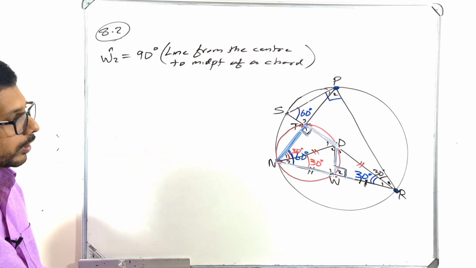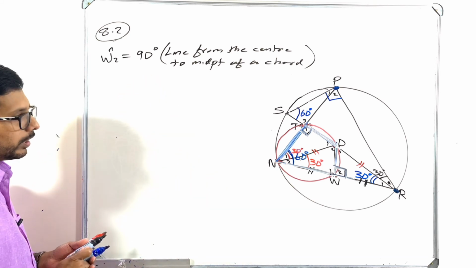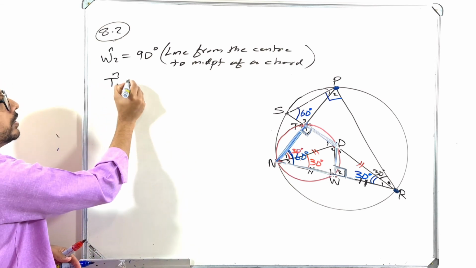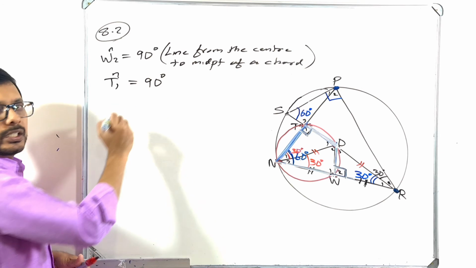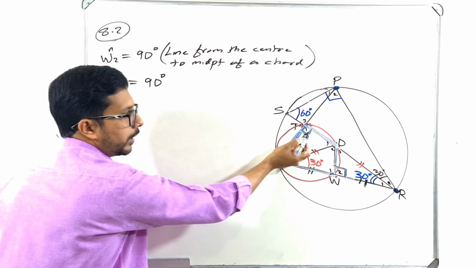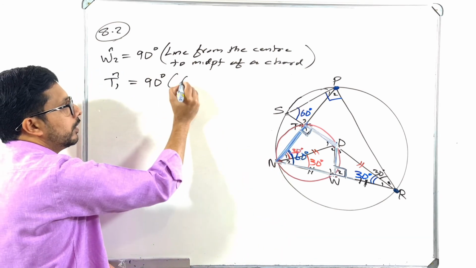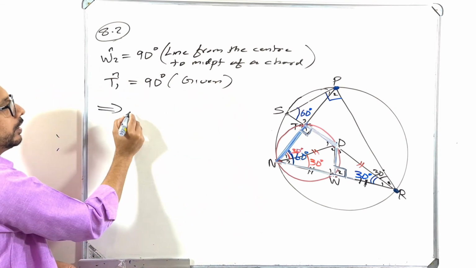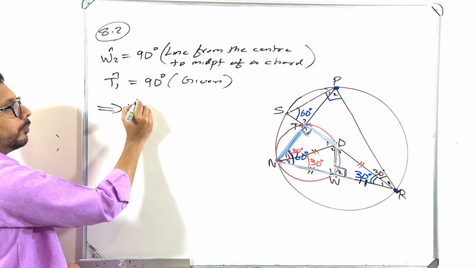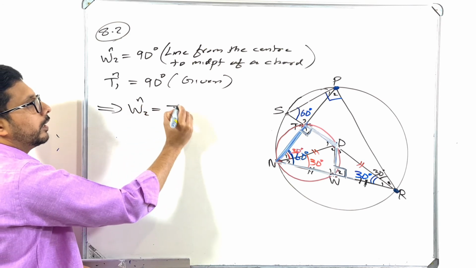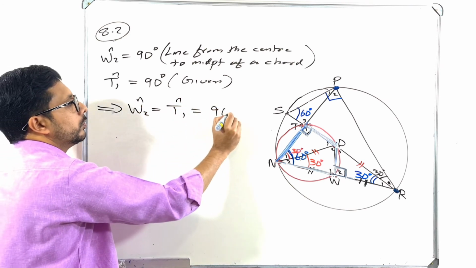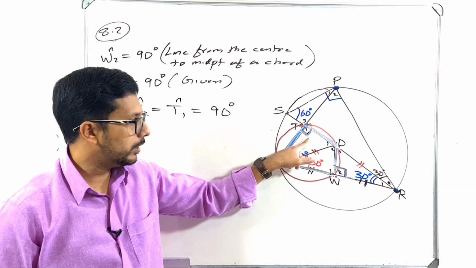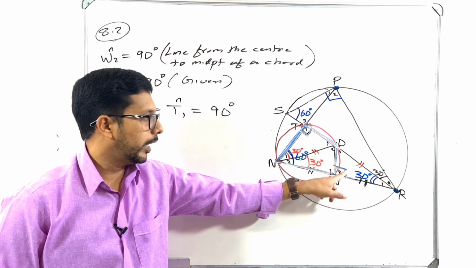Okay, so now look at how I am going to write. Angle T1 is equal to 90 degree. That is given in the question. This angle is 90 degree. It is given. Okay, given. So what is the meaning of that one? It implies that angle W2 is equal to angle T1 is equal to 90 degree. So it means that this angle W2 and this angle T1 are equal, 90.